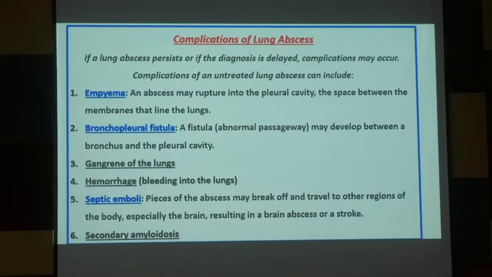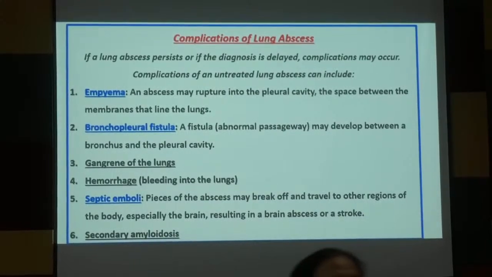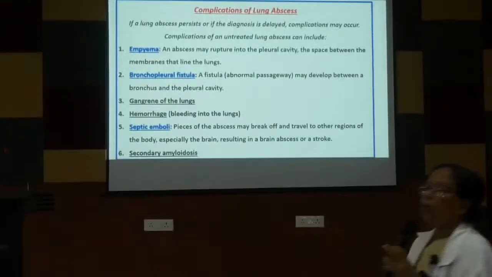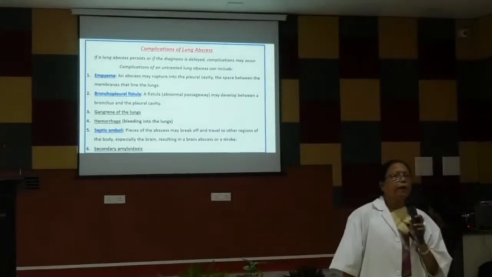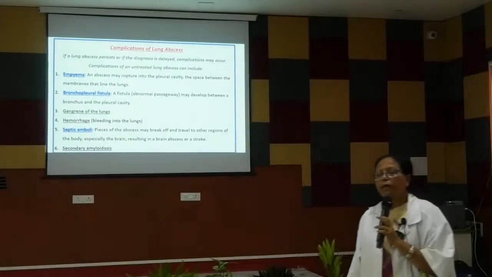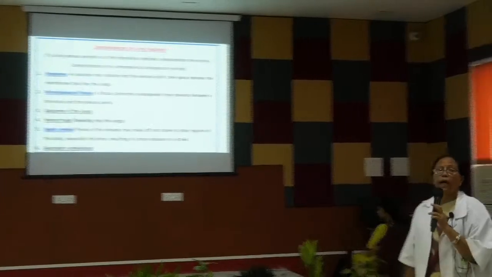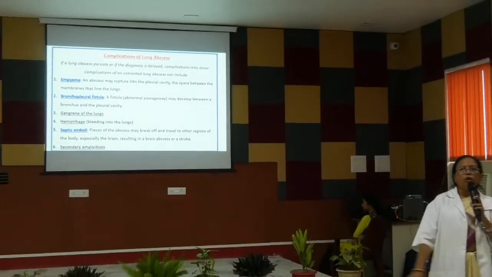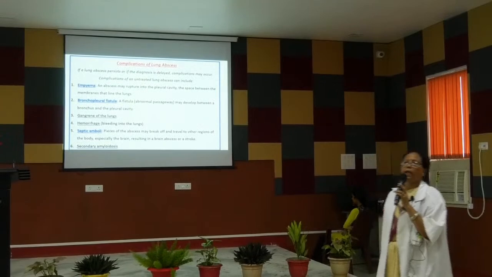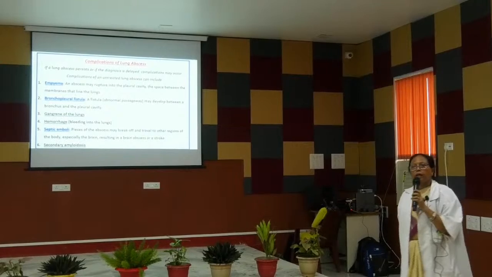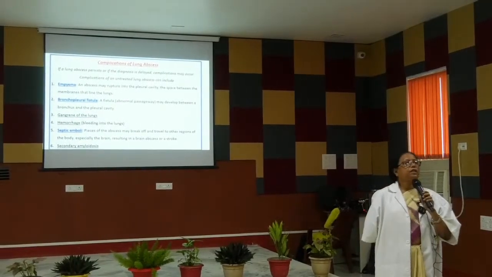So pus is in the pleural cavity, between the visceral pleura and the parietal pleura. If it is loculated, it produces empyema. Sometimes it comes from bronchopneumonia, that is the bronchopleural fistula, where infected material from the bronchus goes to the pleural cavity. Then it goes to the whole lung and may produce gangrene of the lung, or if blood vessels are eroded in the bronchial wall, it produces hemoptysis.